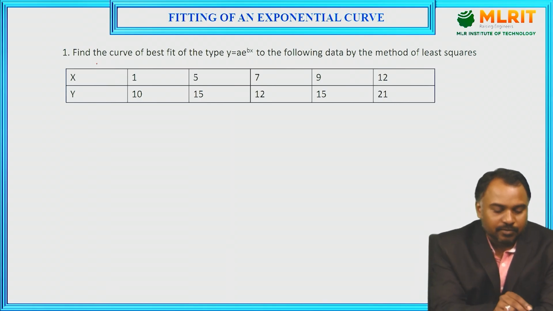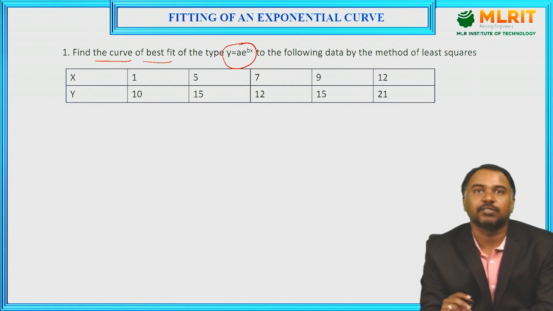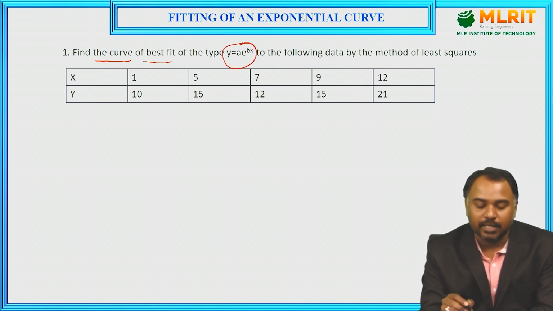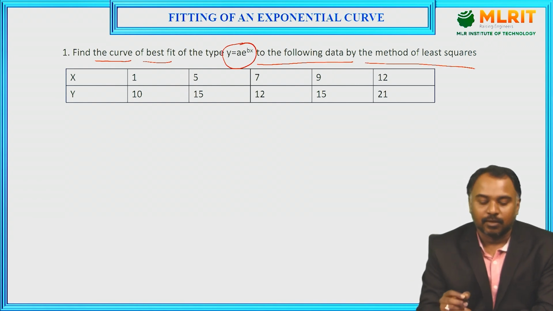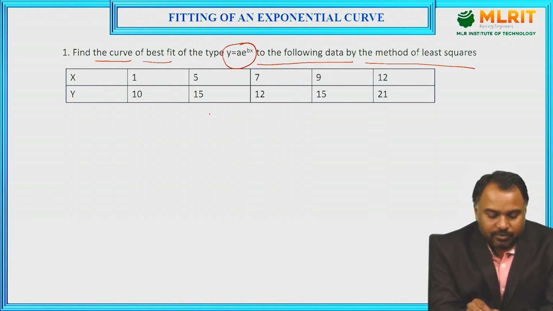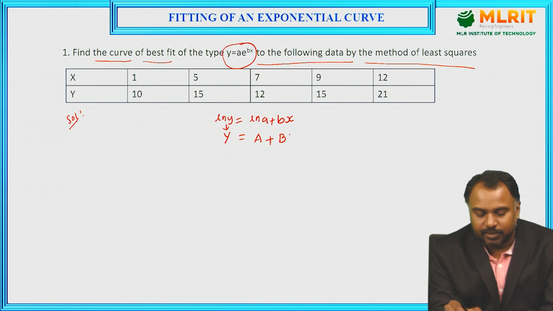So look at the question. Fit or find the curve of best fit of the type, the exponential curve y is equal to a e power bx, to the following data by the method of least squares. As I said in the previous slide, we apply ln on both sides. So ln y is equal to ln a plus bx, where we represent ln y with capital Y, ln a is capital A, and b is capital B.